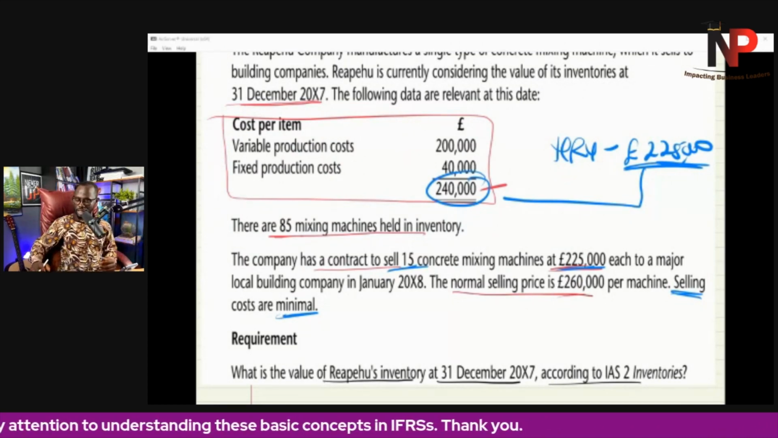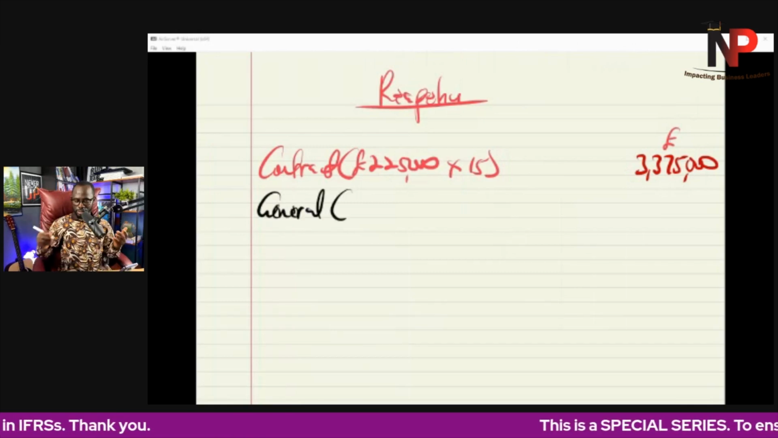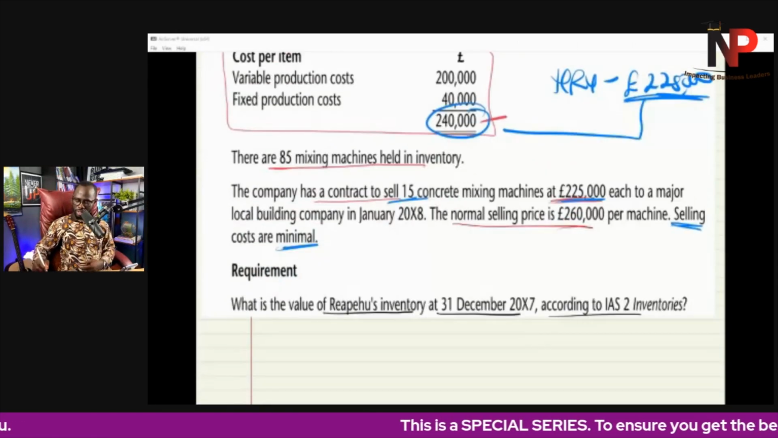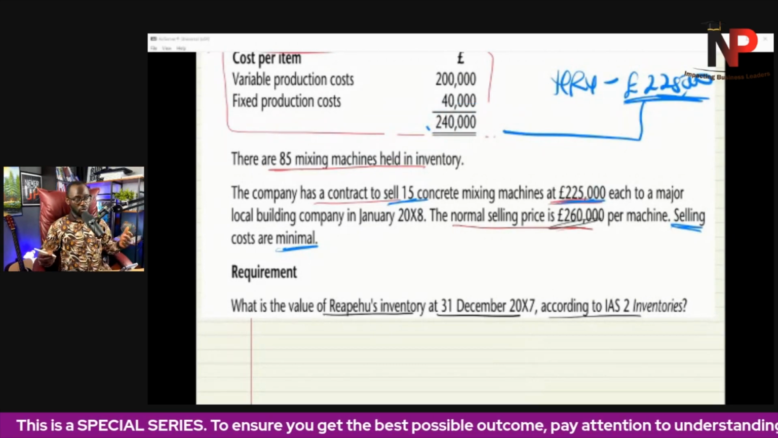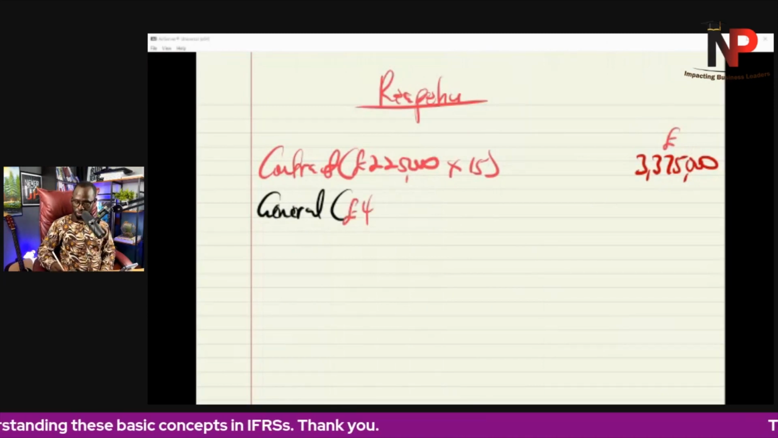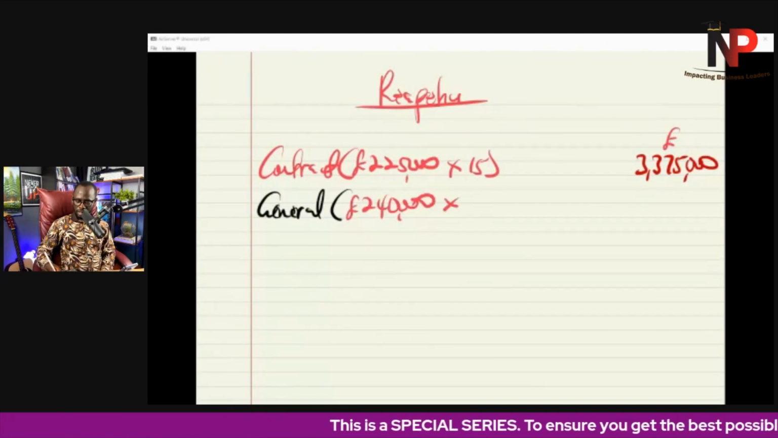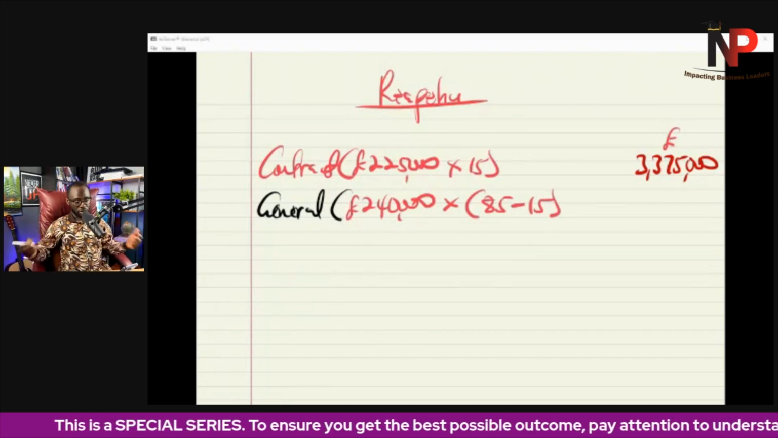Then we come to the remaining, because the question said the normal selling price is 260,000. So let's bring in the general inventories. If you look at that, normal selling price is 260,000, cost is 240,000. Which one is lower? The cost. So in the general, we're going to have 240,000 multiplied by, there are 85 in total, but 15 is under the contract, so the remaining 70.